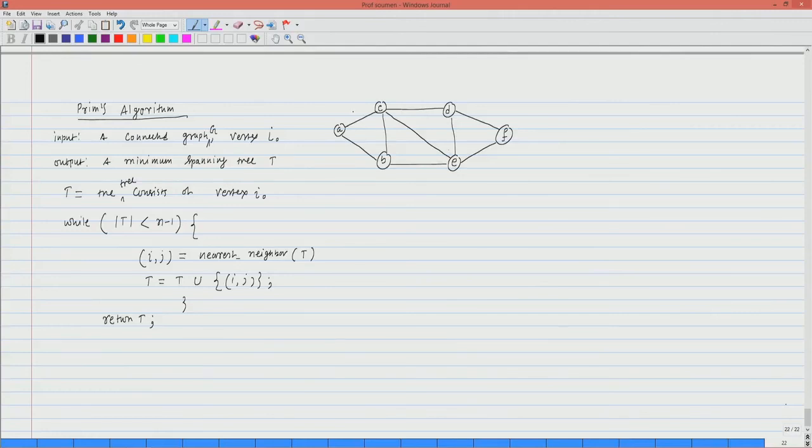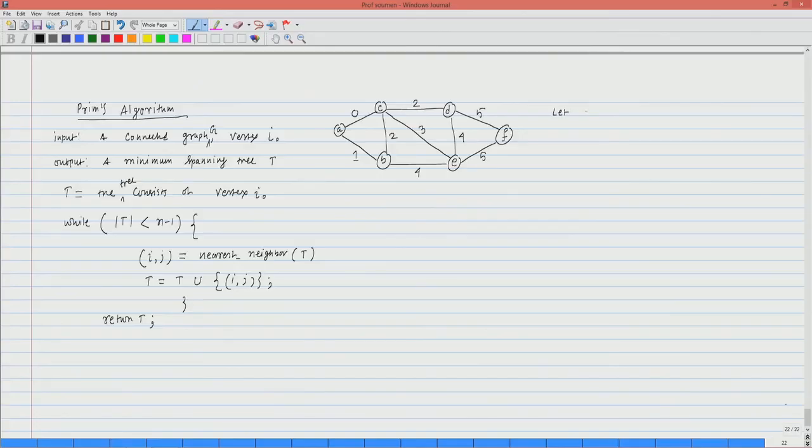Now, I write down their weights: 0, 2, 5, 5, 4, 3, 4, 2, 1. Okay. So, now I illustrate this algorithm using this example.